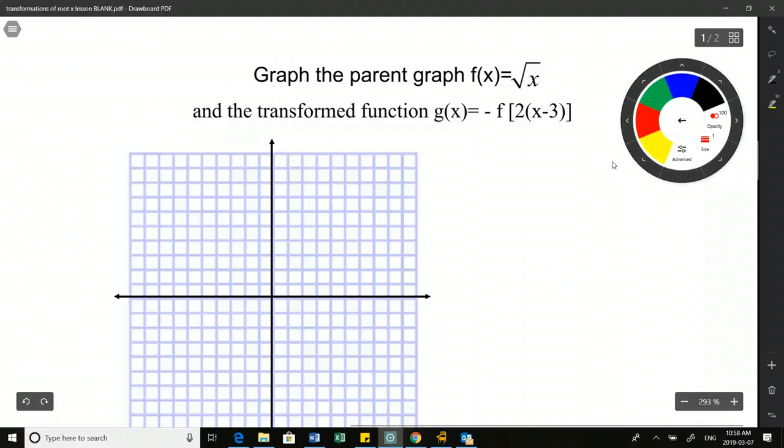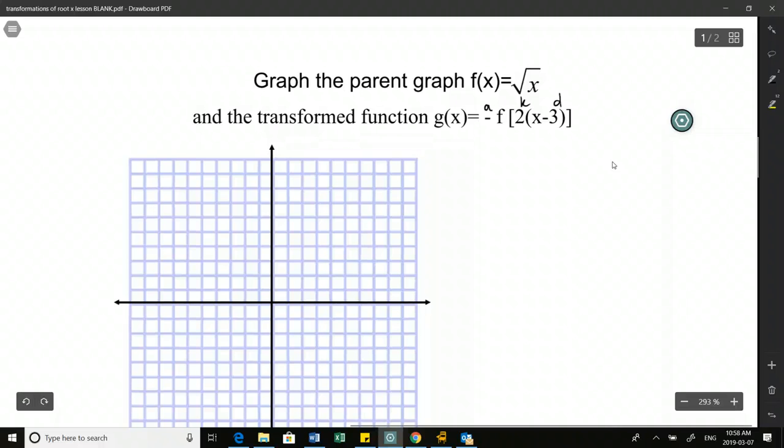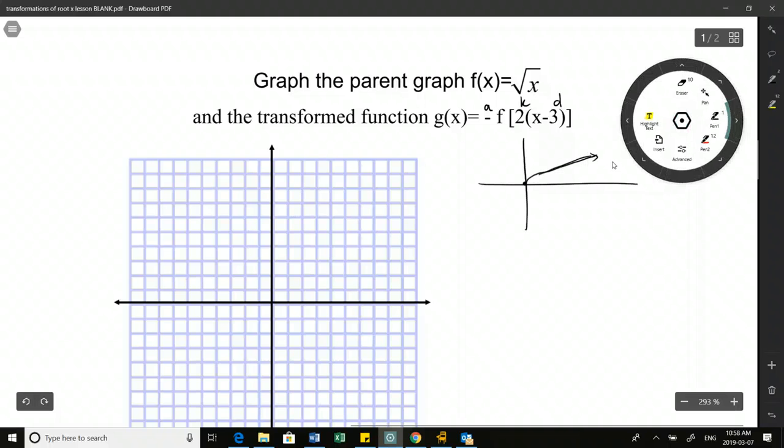All right, what 3 transformations do I have here? Maria? A, K, and D. Let's make a little prediction here. Okay, I've got my parent function. Something like that. Okay, let's do the first one.